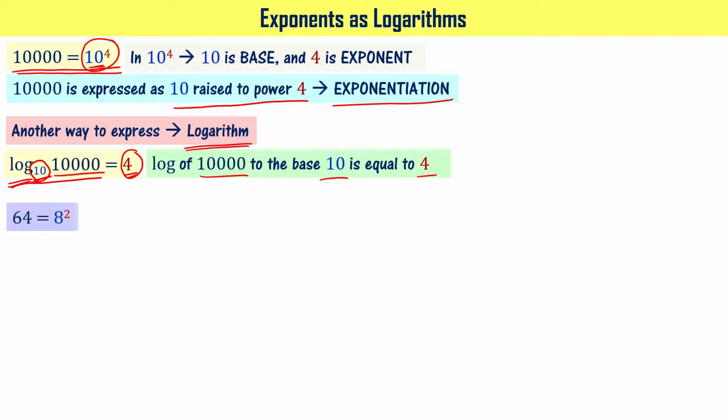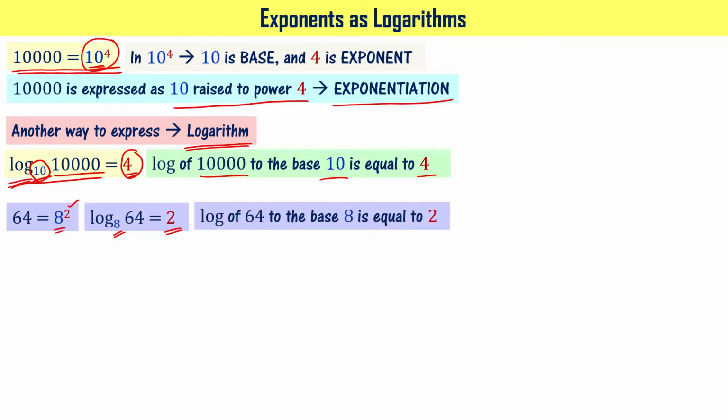Now let's look at another example. 64 can be written as 8 square, right? Here 8 is the base and 2 is the exponent, right? Now when I write it in the form of logarithms, I'm going to write it as log of 64 to the base 8 equal to 2. Let me read that.